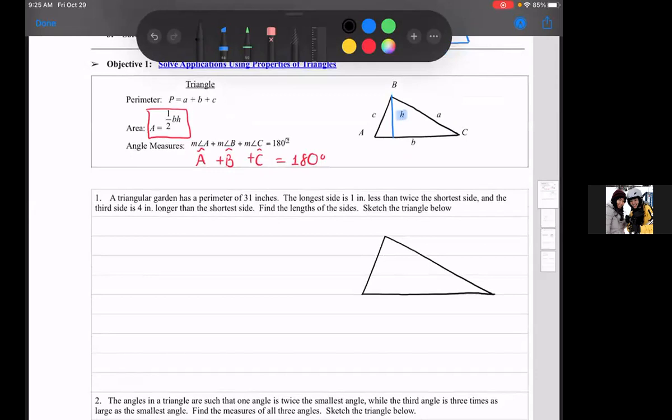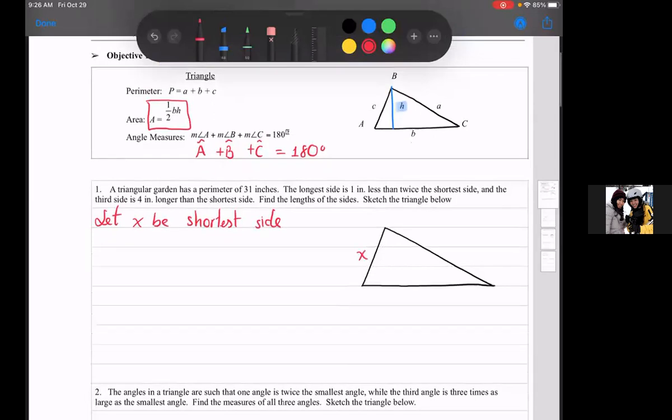By the way, did I tell you guys that when you read things, just finish reading it, even though you don't understand? Just finish reading it. Trust me, it helps. And then we read it back, going back and reading sentence by sentence. So the longest side is 1 inch less than twice the shortest side. So I'm going to let X be the shortest side. By eyeballing, I'm going to let this side be X. If you want X on the other side, that's fine too.